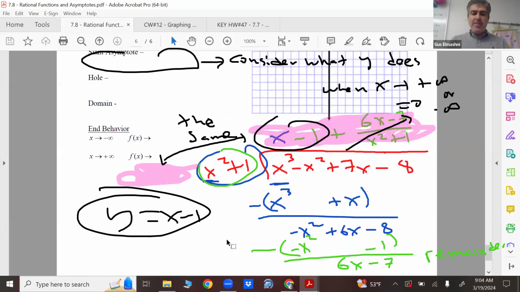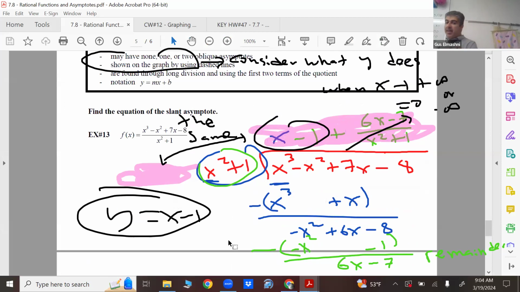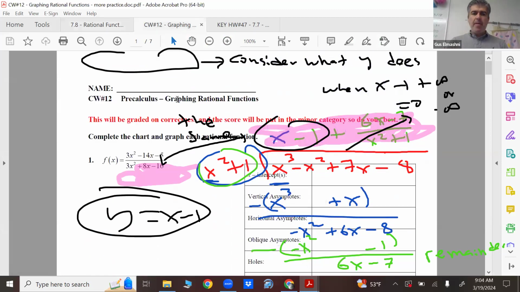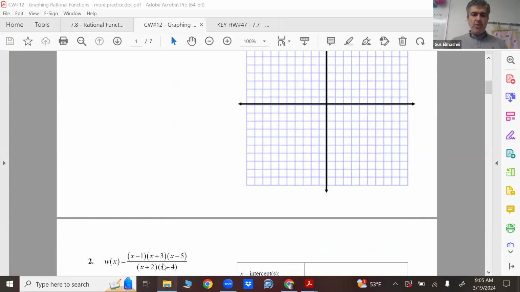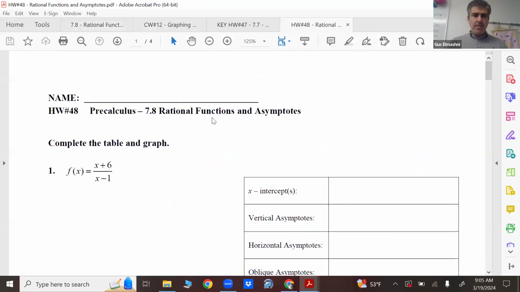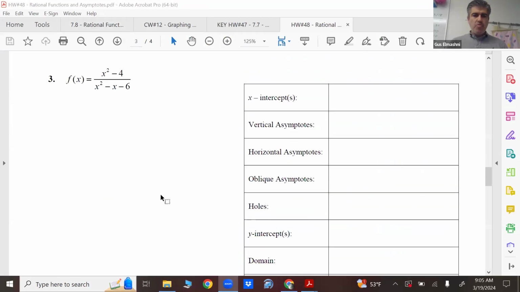I'm not going to do the last one because, in the interest of time, I think we're good. I already showed you the long divisions. We can finish page 6 tomorrow. That's fine. Homework, what I'll probably have you work on, there's actually homework for this. It's homework 48. I think it's just 4 graphs, which I think you guys can totally handle.